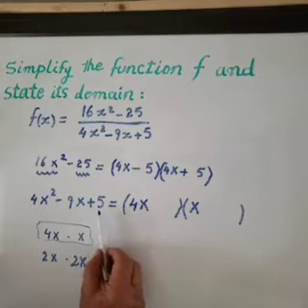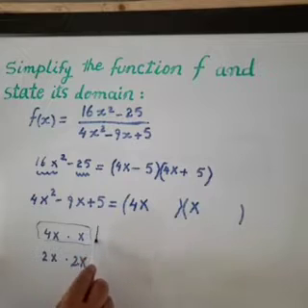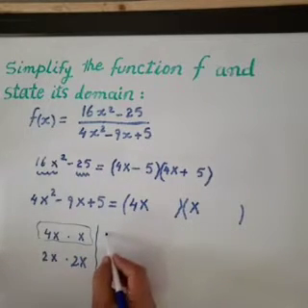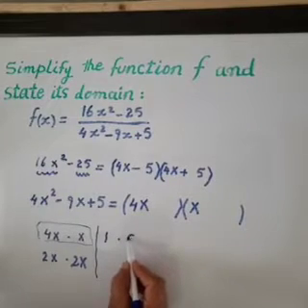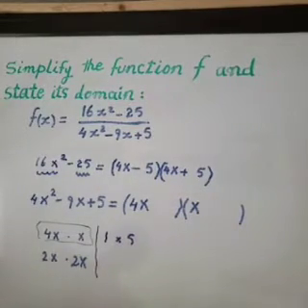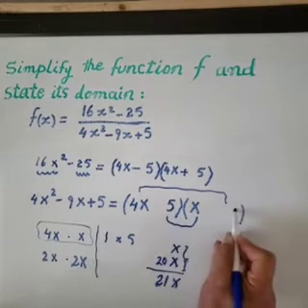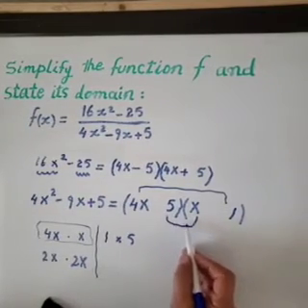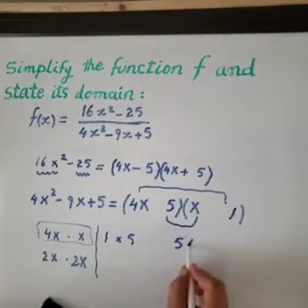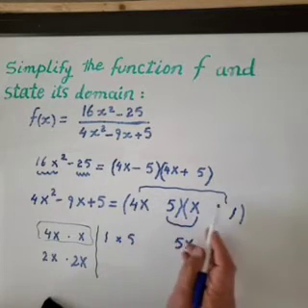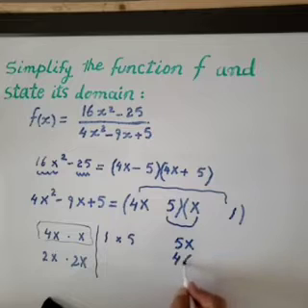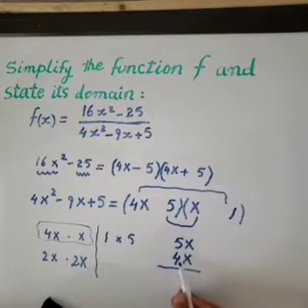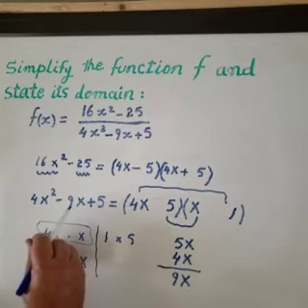Then move to the third term, which is 5. Also 5 can be obtained by only one way, which is 1 times 5. So if I put here 1, I put here 5. And check that again. When you multiply those together, you get 5x. Multiply those together, you get 4x. Yeah, you see here, when you add those together, it will be 9x, which is the same term here.